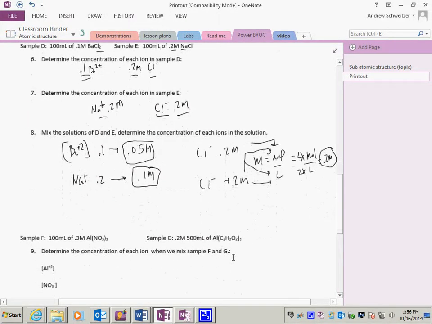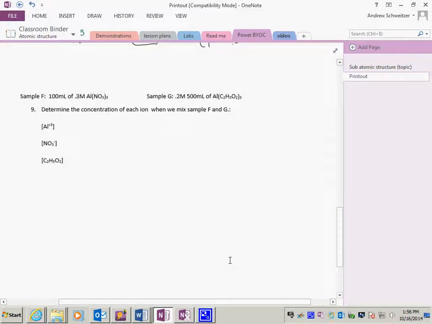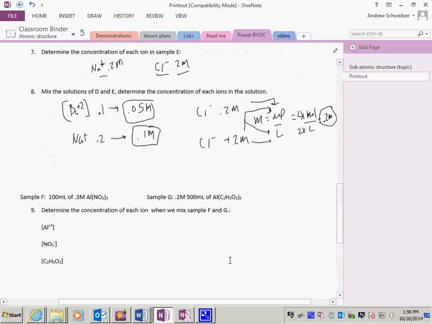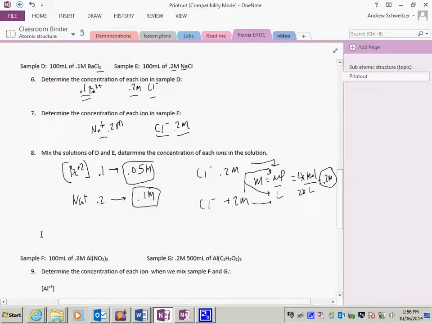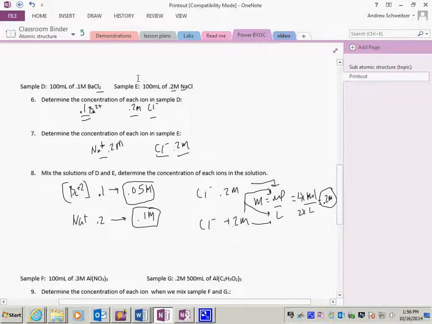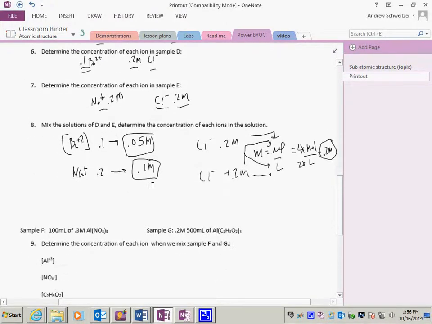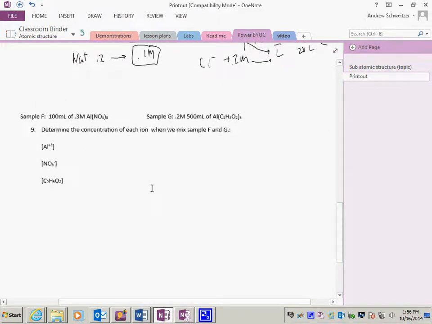Right. Next up here, I have sample F. Okay, so now the only difference between 8 and 9 is 8 has these nice volumes. Okay, 9 is one where we're going to have to change it up a little bit and do a little bit more math because the numbers aren't proportional. All right, so determine the concentration of each ion when we mix sample F and G.